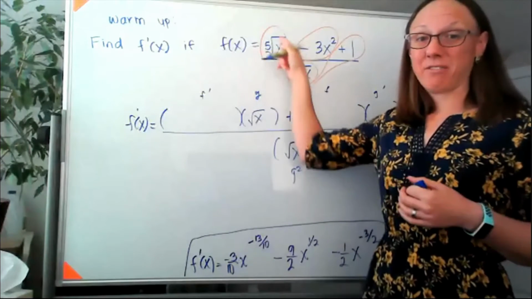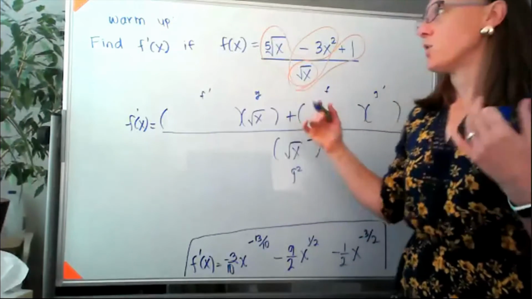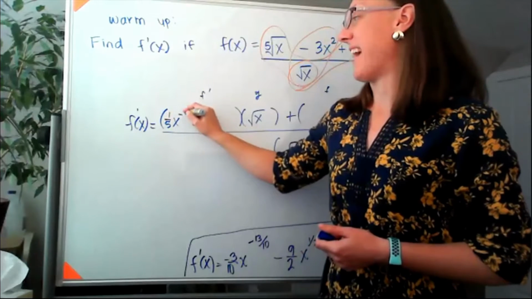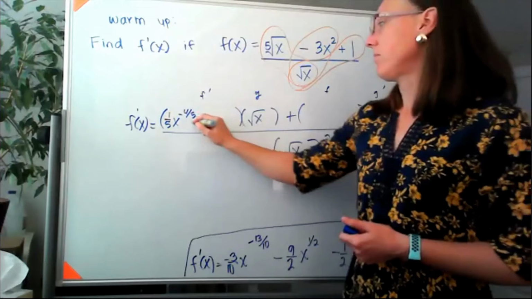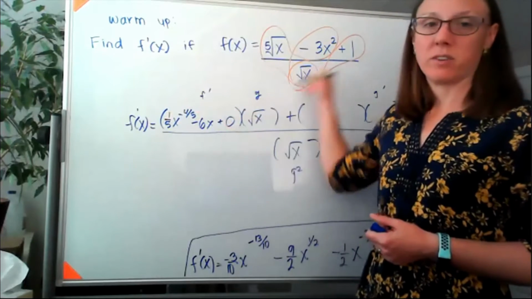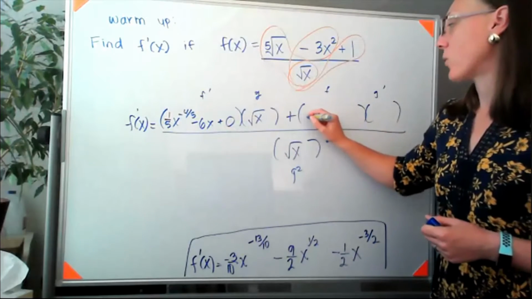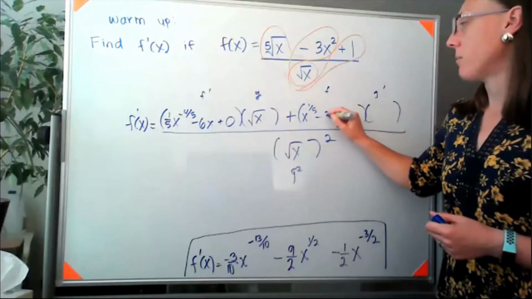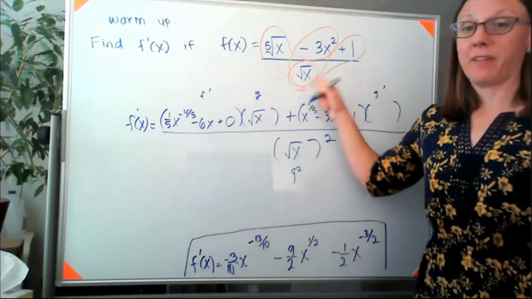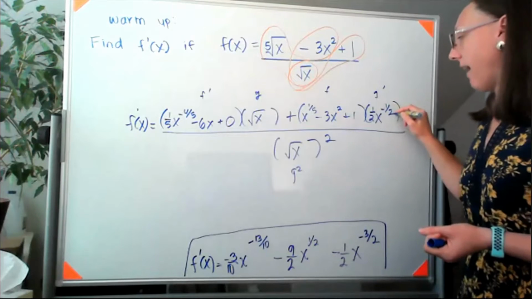Well, either way, I still have to think about that 5th root of x as x to the 1/5, so that I can take the derivative here and get 1/5 x to the negative 4/5 minus 6x plus 0, because the derivative of 1 is going to give us 0. Over here, I'm going to leave f alone, so I'd have x to the 1/5 minus 3x squared plus 1. And the derivative of the bottom, if I think about that as being x to the 1/2, I'd have 1/2 x to the negative 1/2.